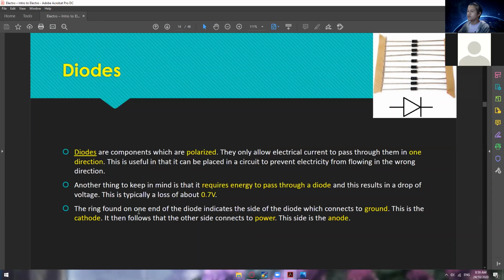The ring found on one end of the diode indicates the side of the diode which connects to ground. This is the cathode, and the other side is for the power, which is the anode. So the anode is positive, and the cathode is the negative one. This is the positive side, and the other one is the negative side. The triangle one is the anode, and this one is the cathode.